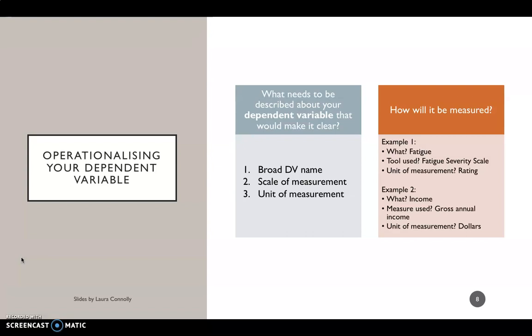Another example could be our broad variable is income. Now, that's not specific enough for another researcher to read that and understand how to replicate that study. So we need to be more specific in describing how it is that we're coming to our outcome. So in particular, we're interested in capturing gross annual income. So we're not interested in fortnightly wage or monthly wage. We're interested in the gross annual income. And our unit of measurement is in dollars. We could even go a little bit further than that and say Australian dollars or US dollars, for example.